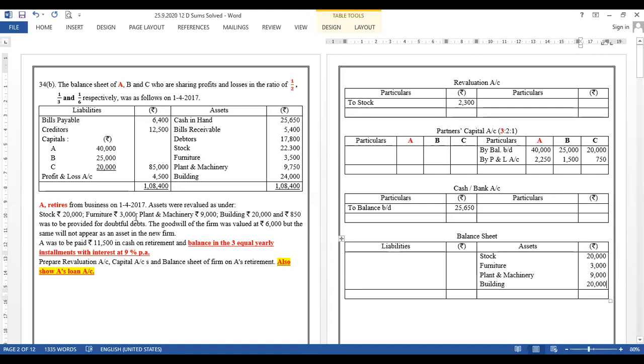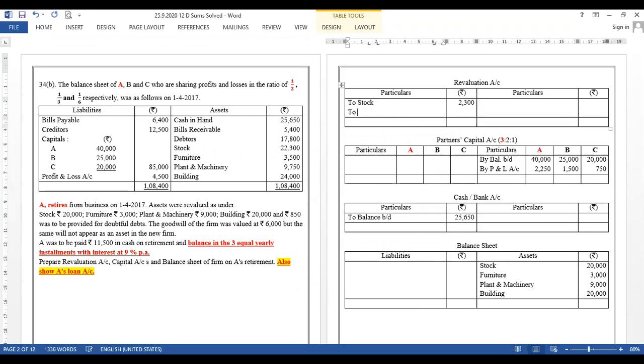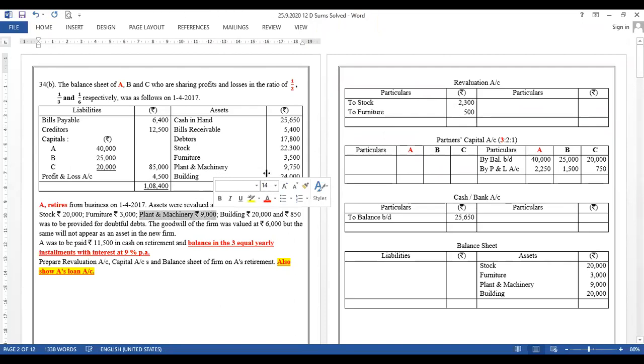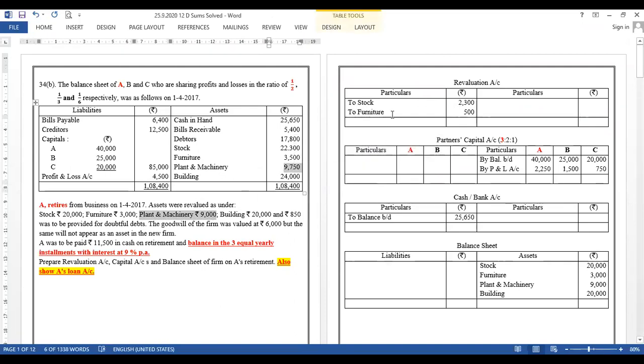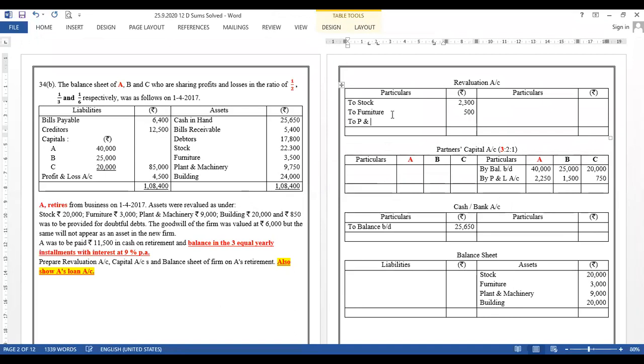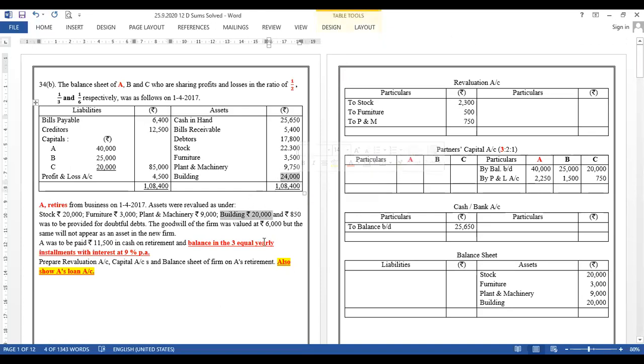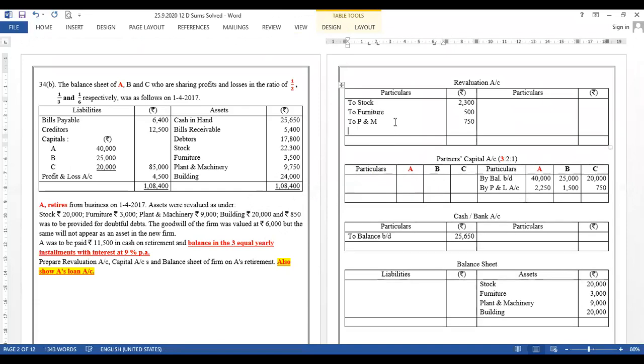Stock has reduced, that's fine. Furniture is revalued for 3,000; it was 3,500, so again there is a decrease in the asset. So let me write, to furniture, reduces by rupees 500. Plant and machinery now is revalued for rupees 9,000, whereas it was 9,750 earlier. So 750, it's a reduction again. Let me write there, to plant and machinery, 750. And building now is revalued for rupees 20,000, whereas it was rupees 24,000 earlier. This also has reduced, so let me write over here, to building, rupees 4,000. So all the four assets reduce. So revaluation is debited, and in the balance sheet the revalued figure has been shown.